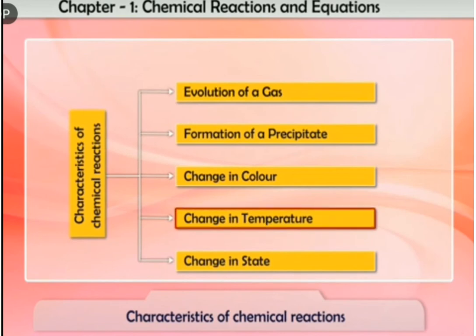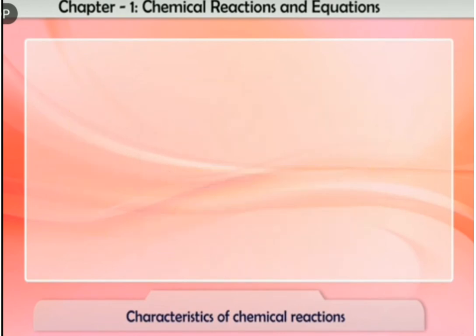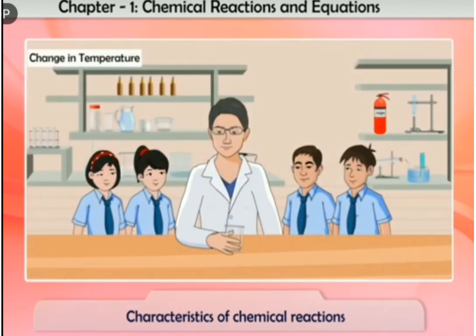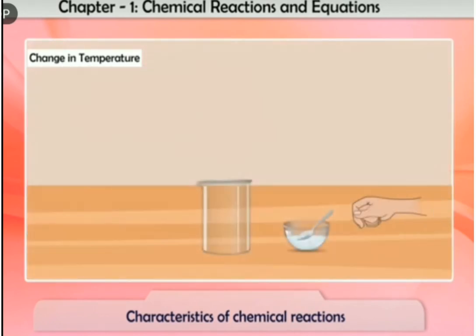The fourth characteristic is change in temperature. Students, do you know some chemical reactions produce heat energy which makes the reaction mixture hot, whereas some chemical reactions absorb heat energy which makes the reaction mixture cold. So when we talk of change in temperature, it can be a rise in temperature of the reaction or a fall in temperature of the reaction. Let us understand this with a few examples.